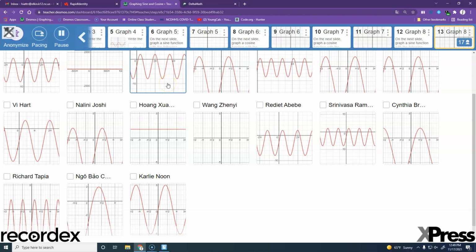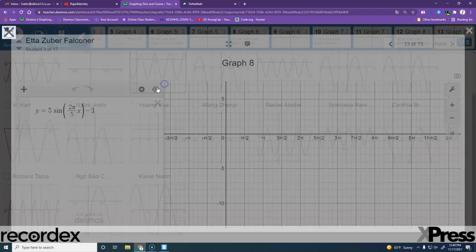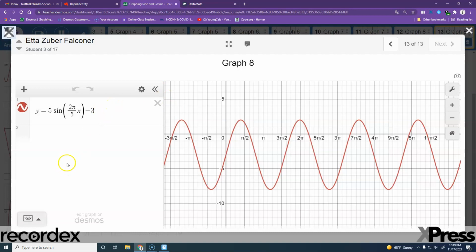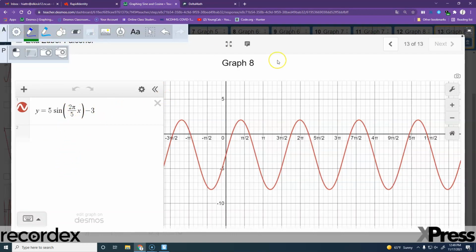And so let's check out Etta here. Etta's got 2 pi over 5. Let's check to see if she is right. So 2 pi divided by 2 pi over 5. Dividing fractions, easy as pie. Flip the second and multiply. 2 pi's cancel. We just get 5. So Etta looks like she has the correct graph here.